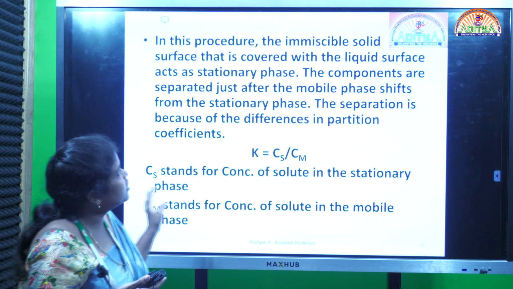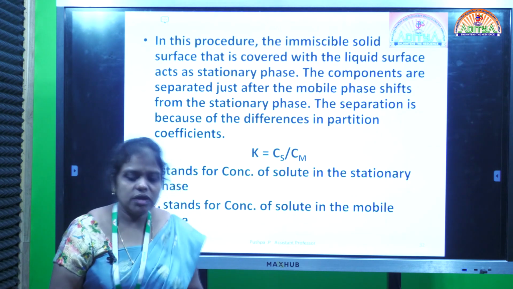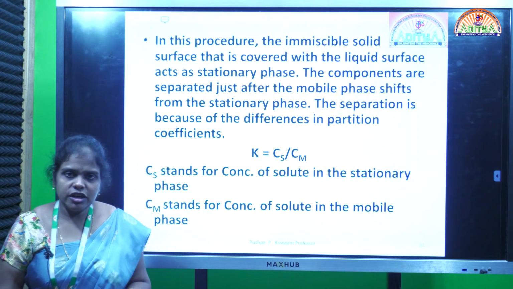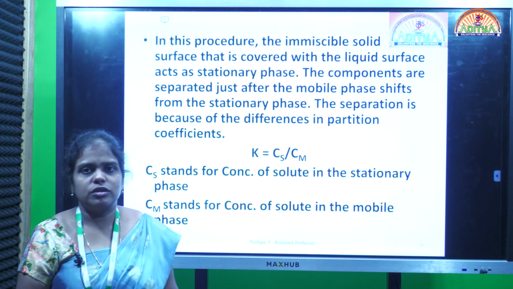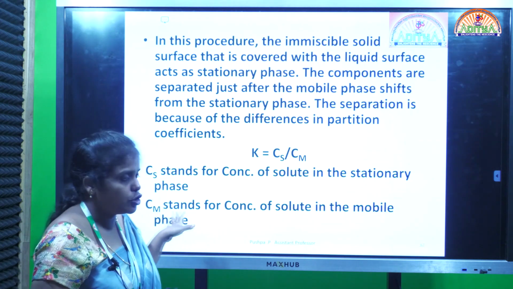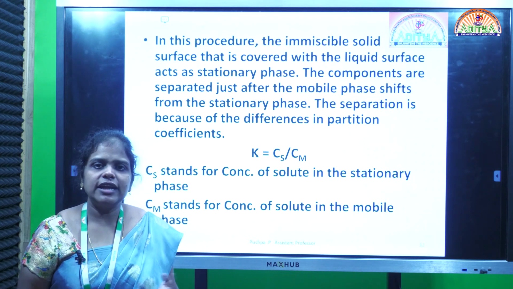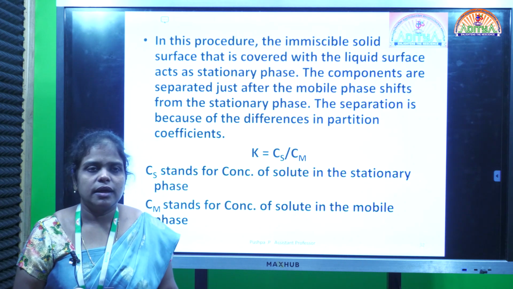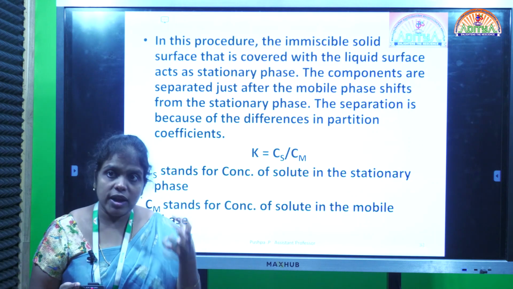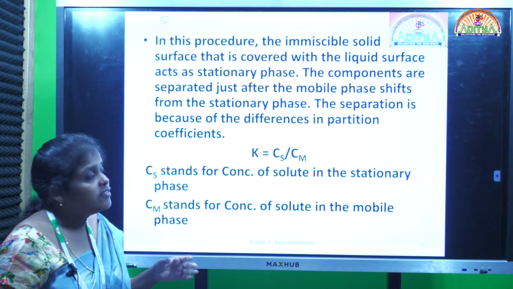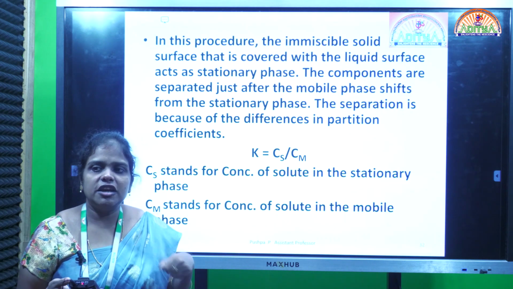And the stationary phase we are using, as we already discussed in column adsorption chromatography, frequently used stationary phases are silica gel, alumina, magnesia. But in column partition chromatography we will use silica only, so how can we call it a liquid stationary phase? What will happen here is, we will take the solid silica gel, but that solid silica gel we will cover with the liquid surface. That means in that silica gel we will mix the liquid solvent.